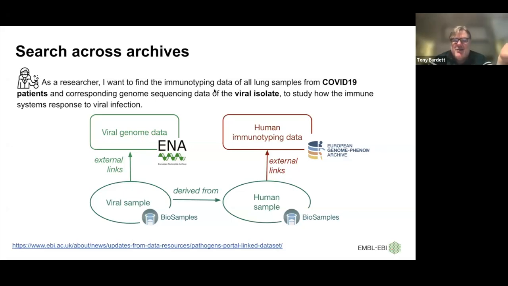As a researcher, in this example, I want to find all the immunotyping data of lung samples from COVID-19 and the corresponding genome sequence of the viral isolate, to try and study how the immune system responds to viral infections. And I can do this through these linked BioSamples with sequence data in ENA and human immunotyping data in EGA in this instance.